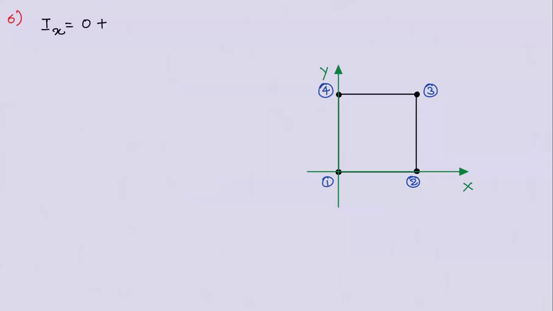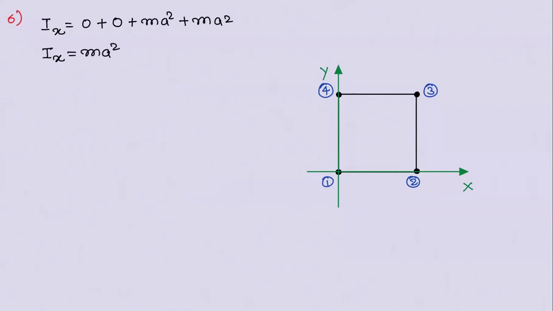Second particle is 0, because it's on the axis. What is the perpendicular distance? 0, right? Plus, what is the third particle? What is the perpendicular distance? A, so ma square, right? Then, what about the fourth particle? The fourth particle is also at a perpendicular distance of A only, na? Plus ma square. Moment of inertia about the x-axis must be equal to 2ma square, right?